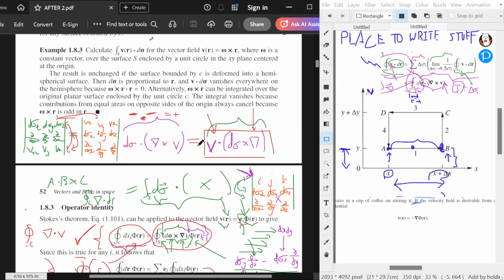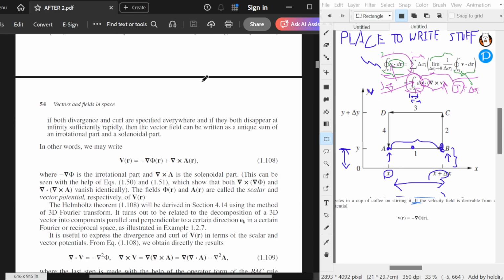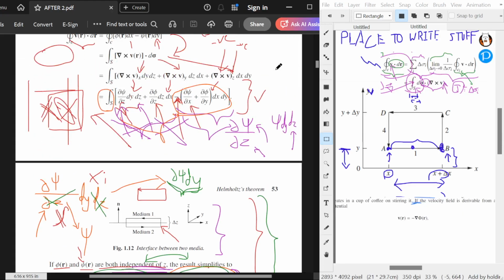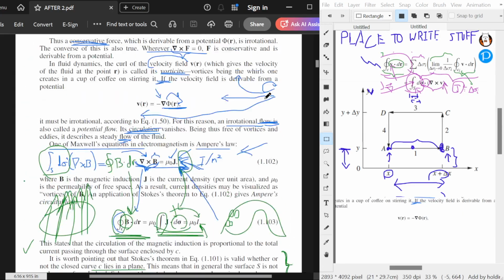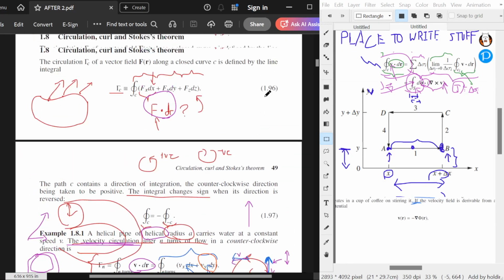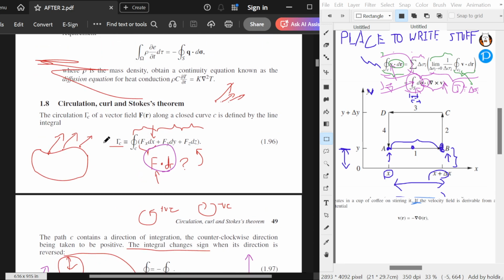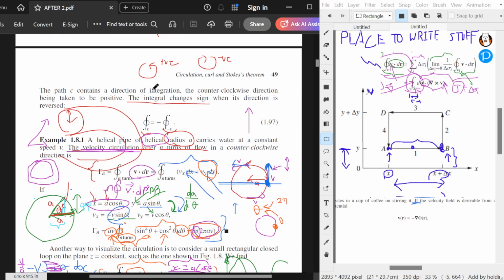Let's recap. What did I do last stream? Ah, that's too far. Too far. Helmholtz. How far do I need to go back? Circulation. Circulation of a vector field on a closed curve C is defined by basically a dot product. Circulation along a closed curve C, so the direction matters.